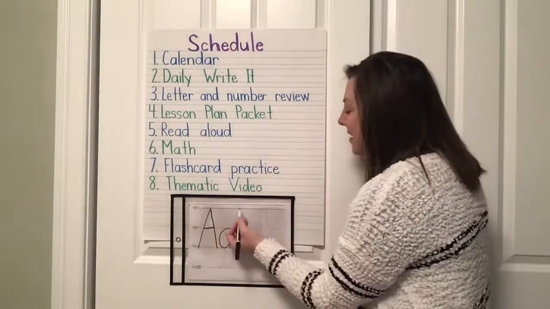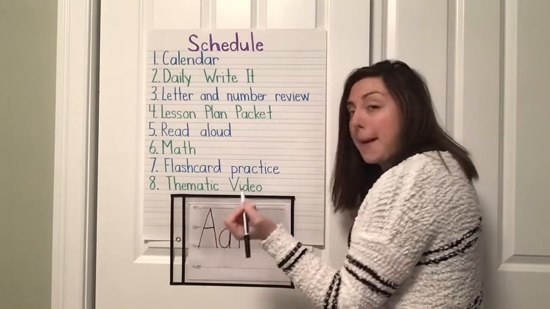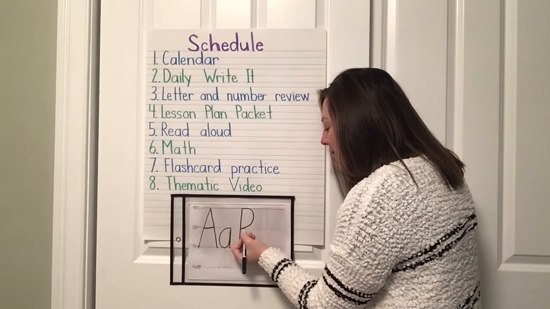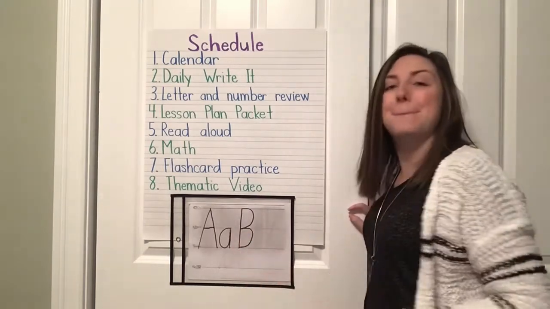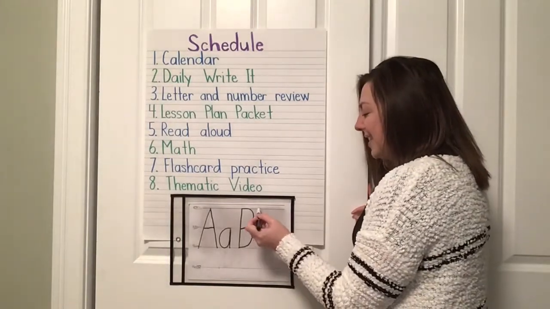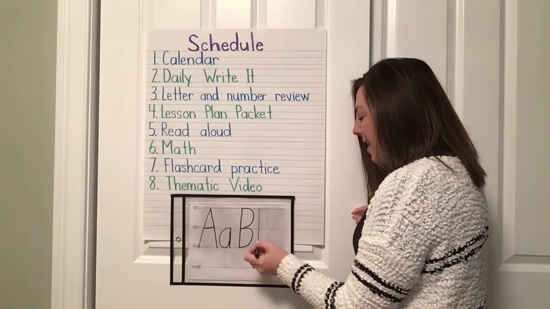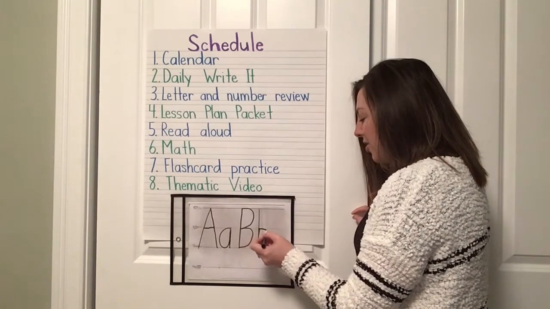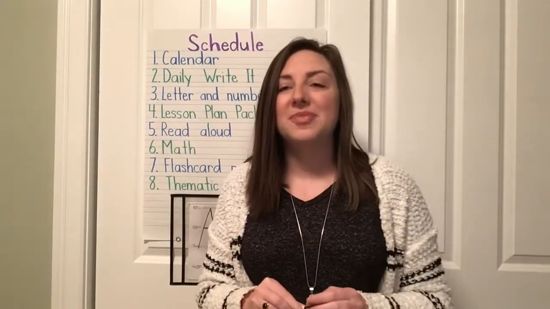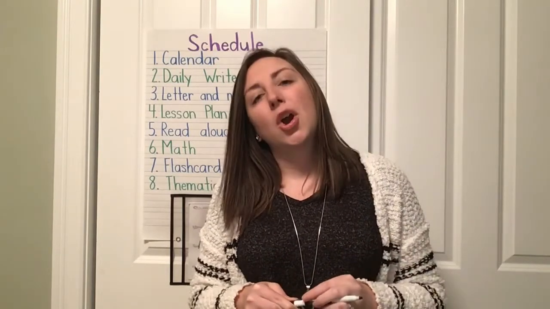Moving on to B. Skyline, straight down to grass line. Frog jump up to the skyline. Curve to the plane line. Curve to the grass line. B, bat, B. Lowercase b. Start at the skyline. Go straight down to the grass line. Trace back up to the plane line. Curve to the grass line. B, bat, B. Now, the number that we are going to do today is the number 1.